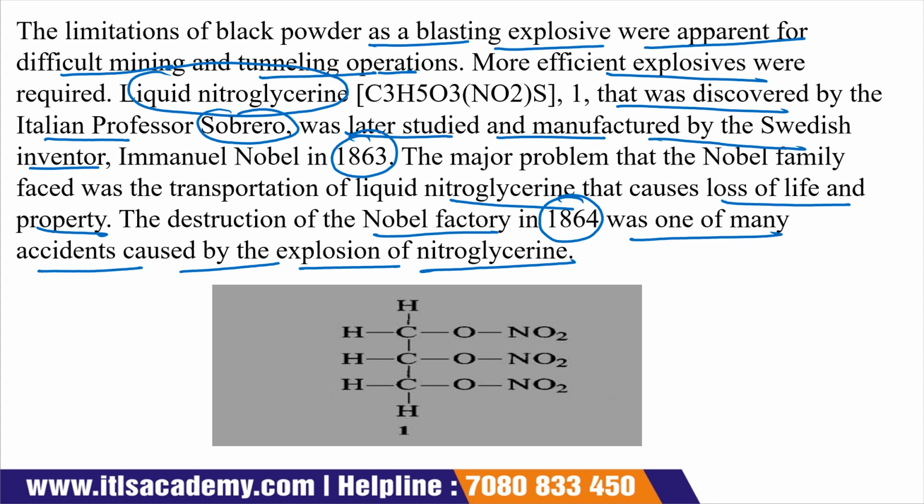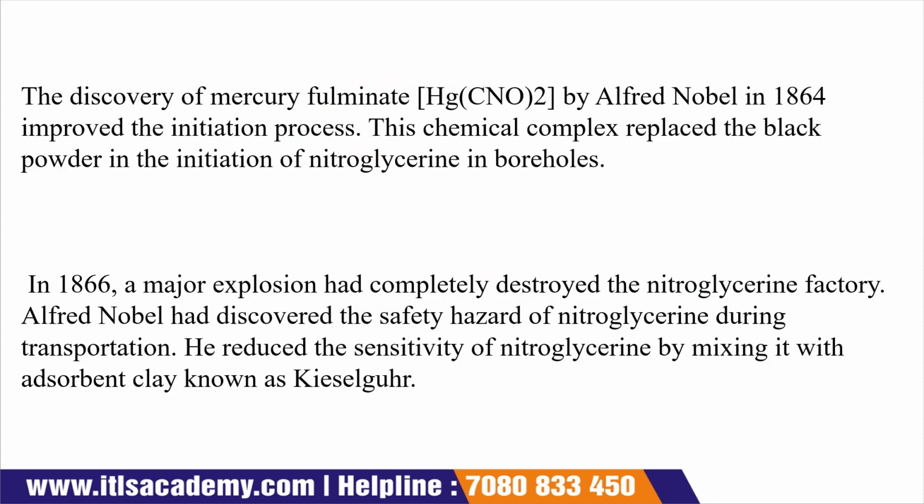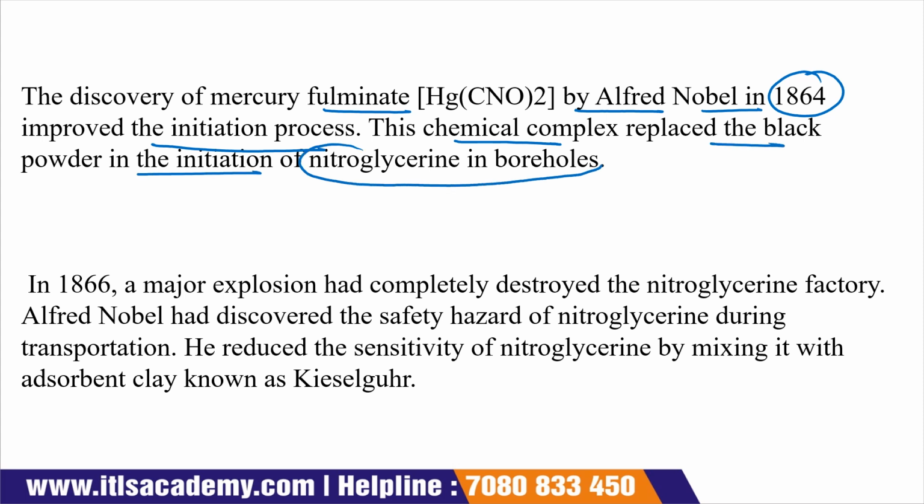Next is the discovery of mercury fulminate by Alfred Nobel in 1864. It improved the initiation process. This chemical compound then replaced black powder in the initiation of nitroglycerin in bore holes. Then a major explosion took place in 1866, which completely destroyed the nitroglycerin factory.